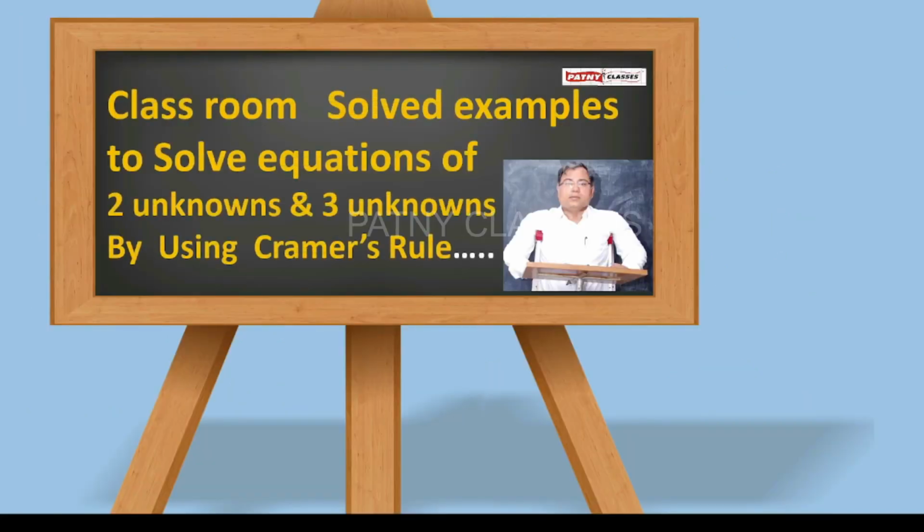Now let's move to classroom solved examples to solve equations of two unknowns and three unknowns by using Cramer's rule. I request the students to do all the problems along with me and practice the problems by taking some textbook. In case of any problems, they can contact me on my email provided. So let's see some classroom solved examples.